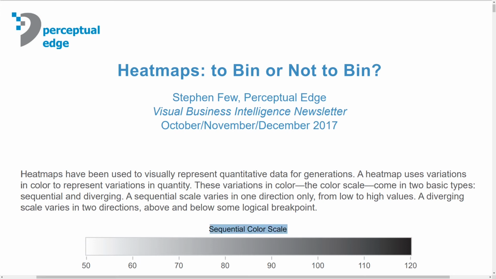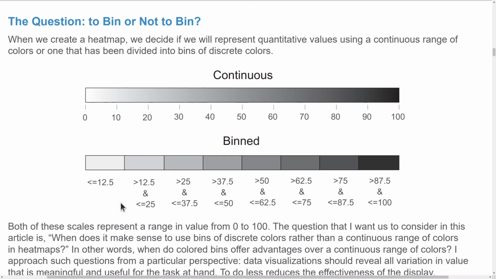It's totally possible to use a sequential color scale in a choropleth map. The question, to bin or not to bin, is explored in this great article by Stephen Few. The fundamental question is: is it better to use bins, where different colors are assigned to different intervals, or is it better to use a continuous color scale, where individual numbers are mapped directly to colors?